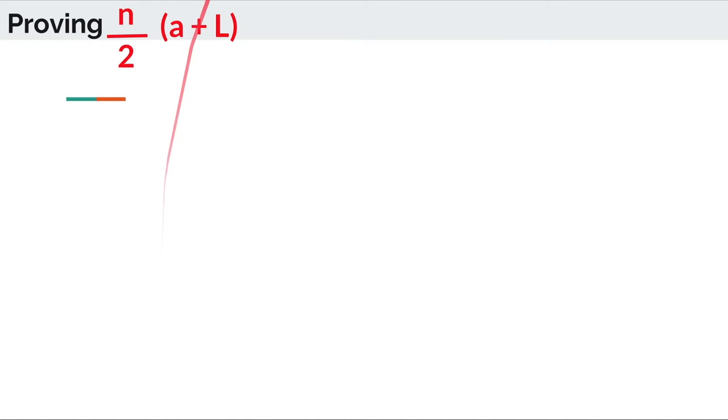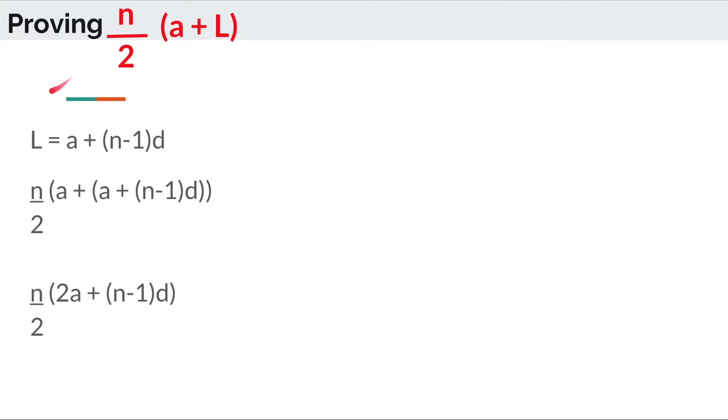And what about n over 2 times (a plus L)? L is the last term that you add to find the sum. So the value of L is going to be worked out by using the formula a plus (n minus 1)d. So you just substitute that into n over 2 times (a plus L), which gives you this. And you simplify it, you go back to the original formula, n over 2 times (2a plus (n minus 1)d).